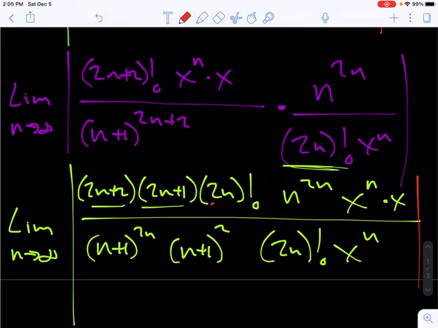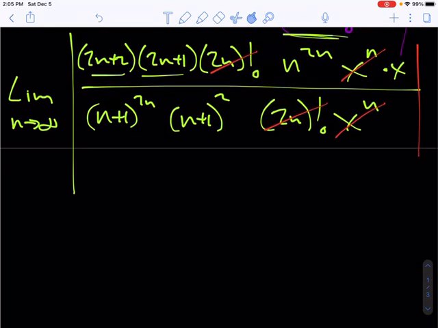Well, the 2n factorials cancel out. X to the n cancels out. And that's about it. So with all of this stuff that's left over, we need to figure out how exactly we're going to take the limit of all of this. As it turns out, we have to do it piece by piece. And so we have the limit as n approaches infinity.